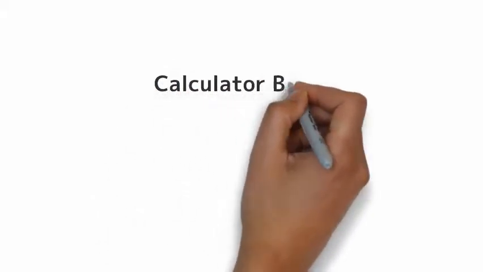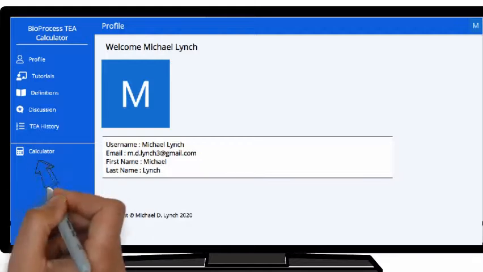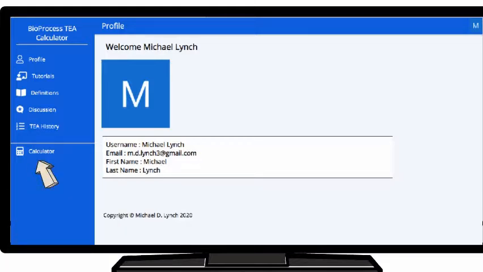Welcome back to the Bioprocess TEA calculator. If you have not watched the overview video or the first several tutorials, I suggest you do that now. In this tutorial, we will walk through the basic components of the calculator itself. Once you have logged in, you can navigate to the calculator page.